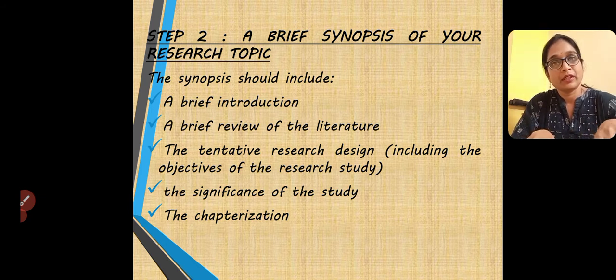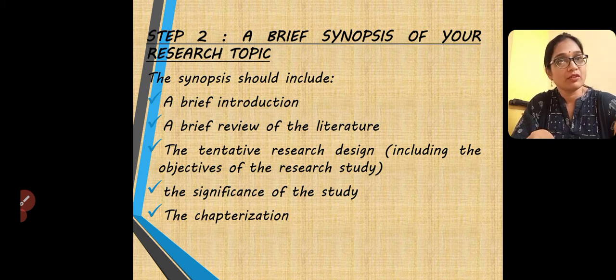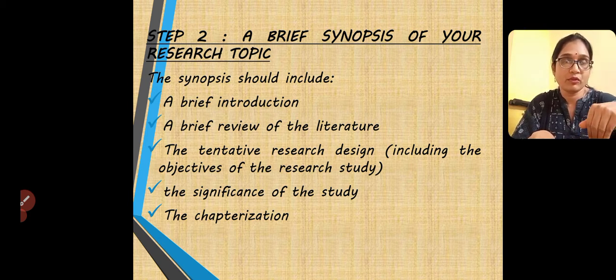Then you have to give the tentative research design. Of course the objectives of the research study are to be included here, and other things like your area of research, your title of the research, the type of research, what type of tool you are going to use for data collection, and what kind of statistical analysis you will do. All this is part of the research design. And of course you can give a brief significance of the study and the chapterization, that is, the number of chapters you are going to include. This should be included in the synopsis.